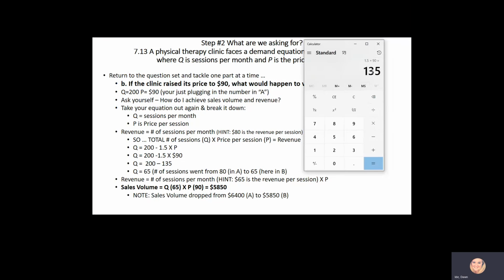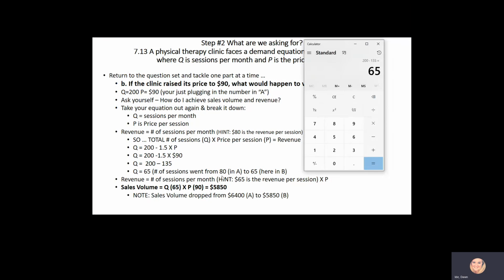Okay. So 1.5 times 90 equals 135. So I brought it down and I said, hey, this is 135. So 200 minus 135, which is just a part of the equation, is 65. So Q, or the quantity, or the number of sessions that we have here, are 65. So we raised the price $10 because we're greedy. No, I'm just kidding, but we raised the price. I don't know why. $10. And whereas we used to be doing 80 sessions a month, now we're doing 65. So the number of sessions went from 80 in A, which was our previous slide, to 65 here.